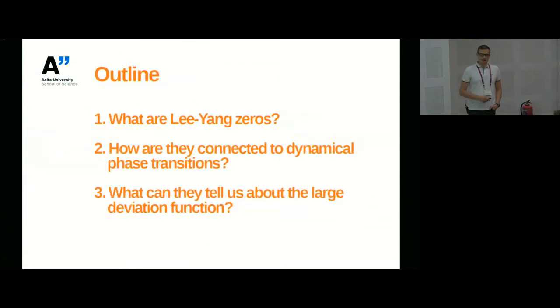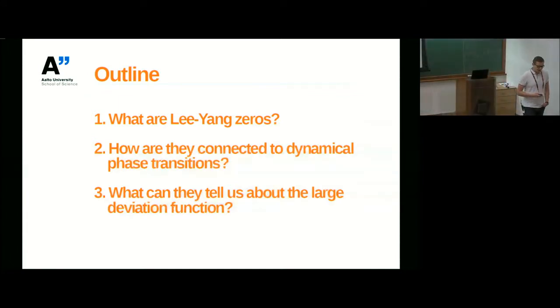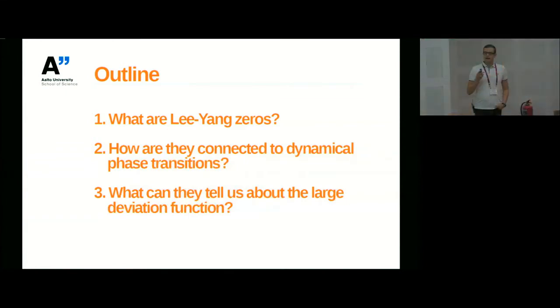Okay, so here's the outline of the talk to let you know where we are going. I will essentially proceed in 3 steps. First I will explain some generalities about the concept of Yang zeros for all those who are not yet familiar with it. In the second part, I will establish a connection between Yang zeros and dynamical phase transitions. And finally, I will try to convince you that all of this has something to do with large deviation theory.